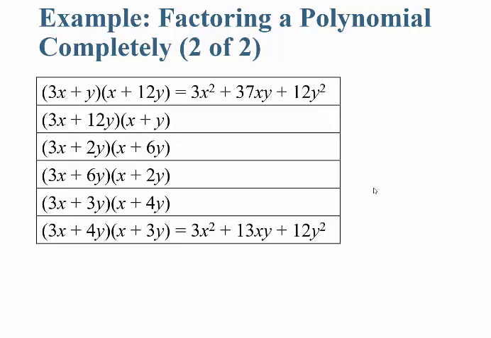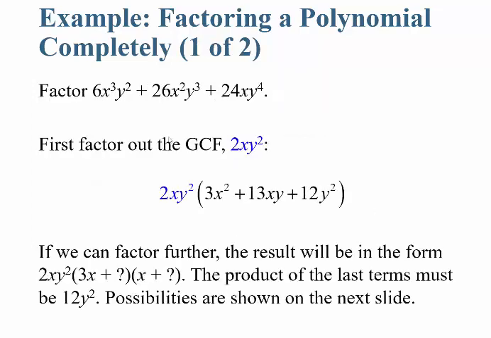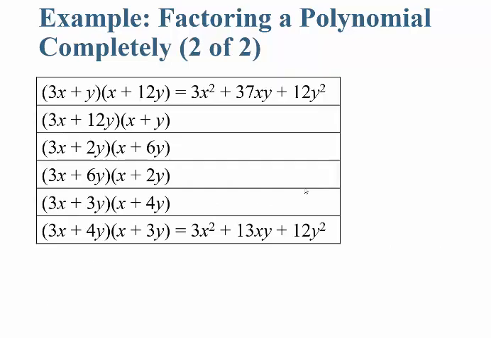All right, so the possibilities are all shown here. To get to 12y squared, you could have y times 12y. You could have 12y times y. You could have 2y times 6y, or 6y times 2y, or 3y times 4y, or finally 4y times 3y. And if you were to FOIL all these out, you would see that this last one is the one that gets you back to the original product or the original polynomial in here.